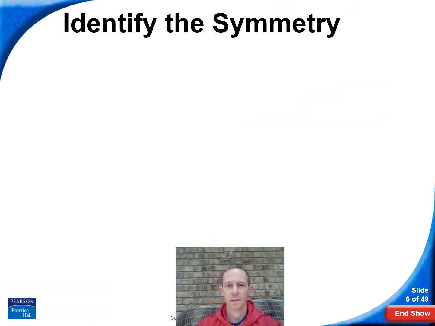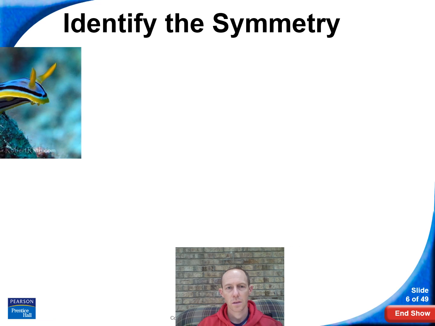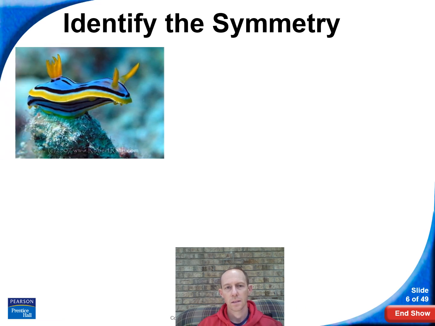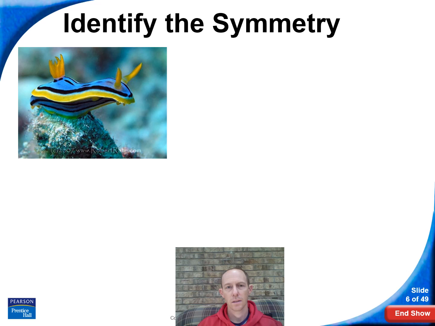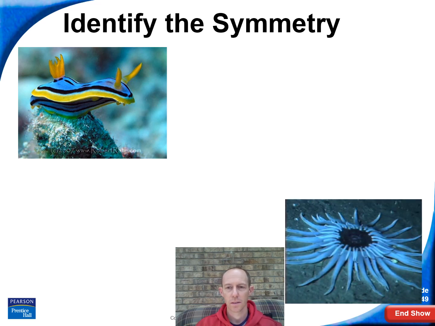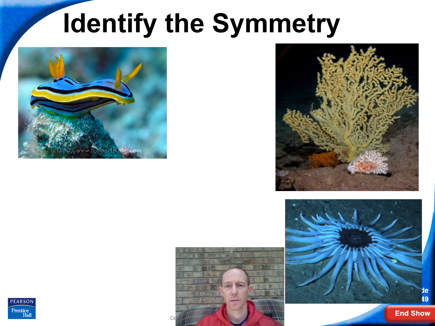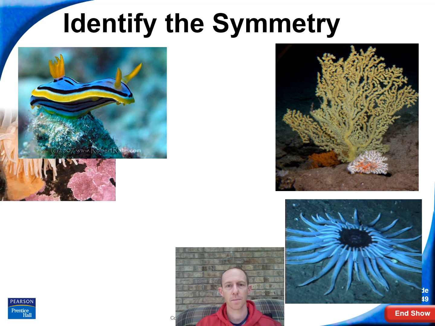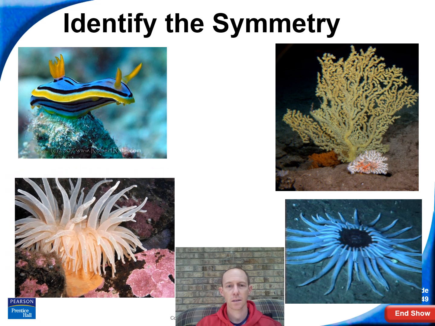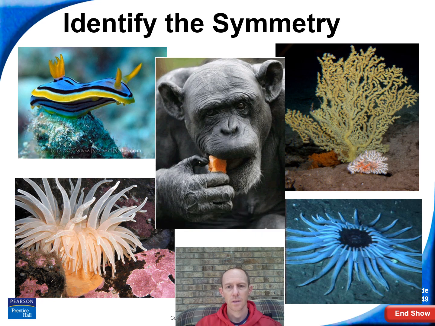All right, let's identify the symmetry. So here's a quick quiz. What's this little guy? A sea hare? Yep, that's right, bilateral. What about this one? That's a big old funky sea star. Radial symmetry. What about this? This is a kind of sponge, believe it or not. Asymmetrical, no symmetry. Sea anemone? Radial symmetry. Chimpanzee? Bilateral symmetry. You've done it.